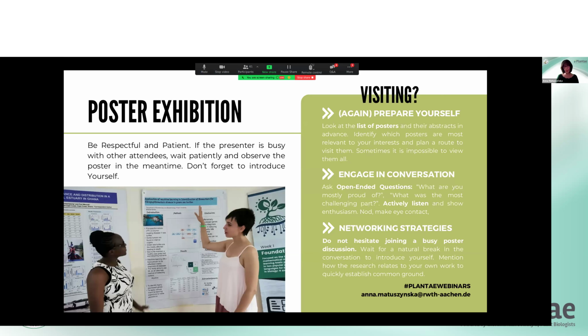Foremost, be respectful and patient when people are having their poster presentations and there's already a big group of people standing in front of the poster. That's your possibility of joining the busy poster discussion. Wait for the natural break in a discussion. Start by introducing yourself. Mention how this work in a poster can relate to your work.